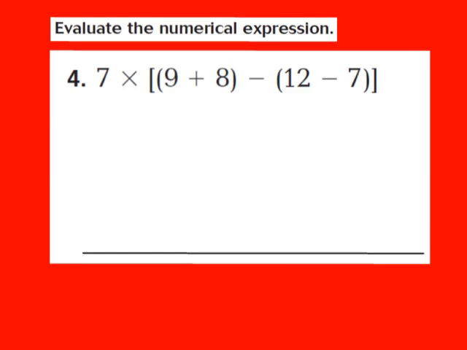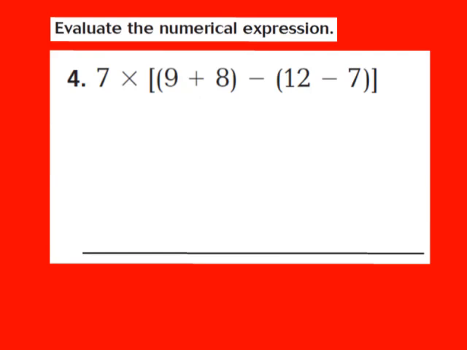Now, let's take a look at question number 4. Once again, our job is to evaluate the numerical expression. Now, for number 4, they give us 7 times, and then you see your brackets. And inside the brackets, we have 9 plus 8 inside parentheses minus 12 minus 7 inside parentheses. Now remember, when I'm working with multiple grouping symbols like brackets and parentheses, I have to work from the innermost set to the outermost set.